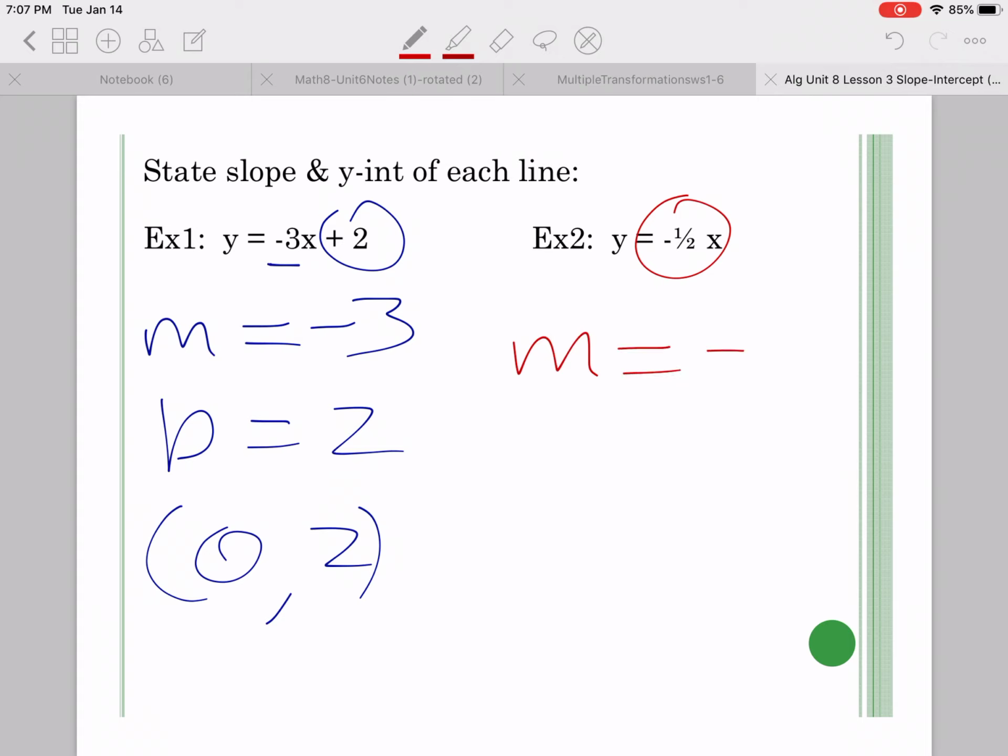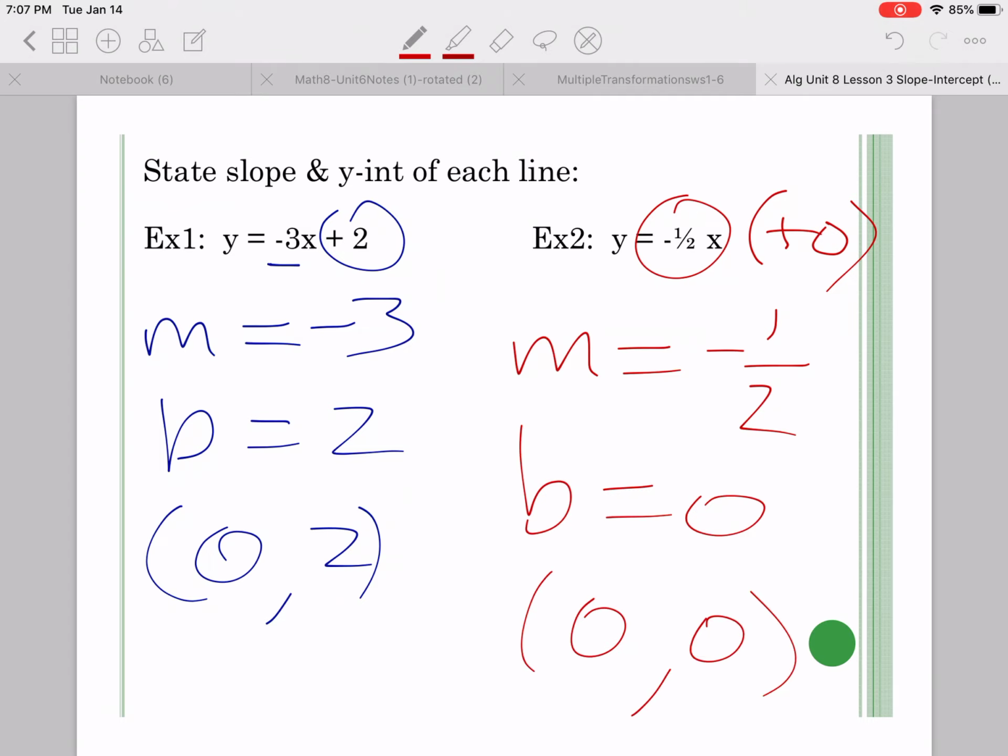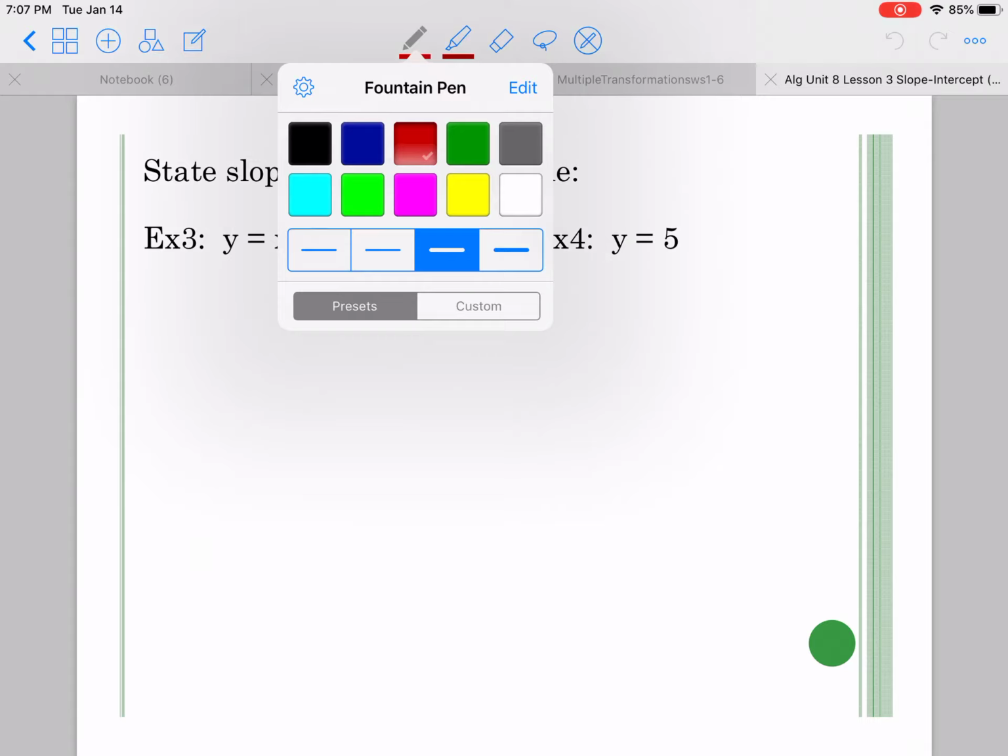And then for the second one here, notice the negative 1/2 is in front of the x, so that's the slope. And then this was kind of an interesting one. You have to think, well, if there's no number after the x, what would that have to be? It'd have to be this kind of implied plus 0. So b here is actually 0, meaning we have the point 0, 0. All right, let's do some more.